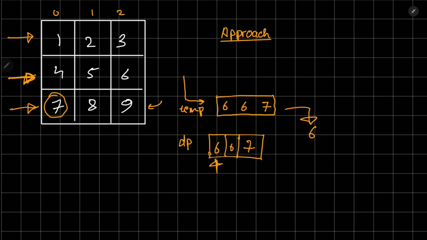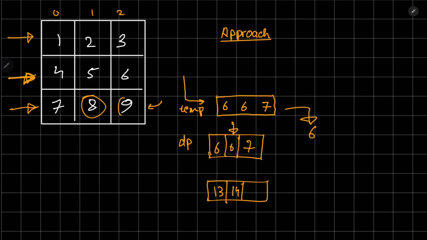We cannot choose this 6, so what we can choose is between this 6 and 7. Our minimum is 6, so 6 plus 7 will give us 13. Now we will move to this 8. For this 8 we cannot choose this 6, but we can choose between this 6 and this 7. So our minimum will be 6, and 6 plus 8 will give us 14.